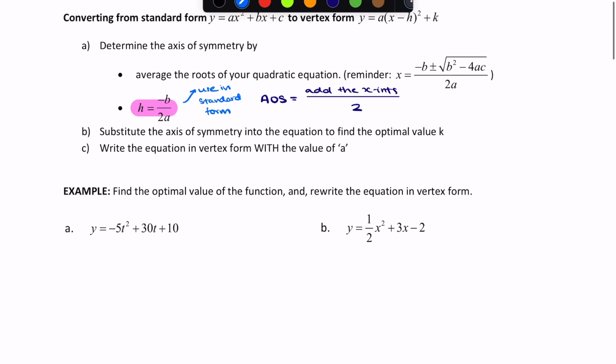Once you find the value, either by adding the x-intercepts or the roots and dividing by 2, or by using -b over 2a, then we substitute the axis of symmetry into the equation to find the optimal value of k. And then you want to rewrite the equation in vertex form with the value of a. And remember, the value of a stays the same for all three forms of quadratic equations.